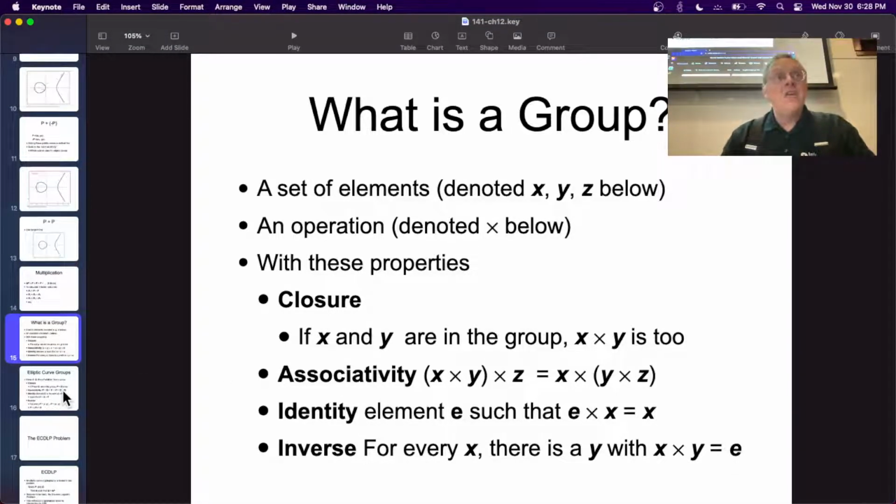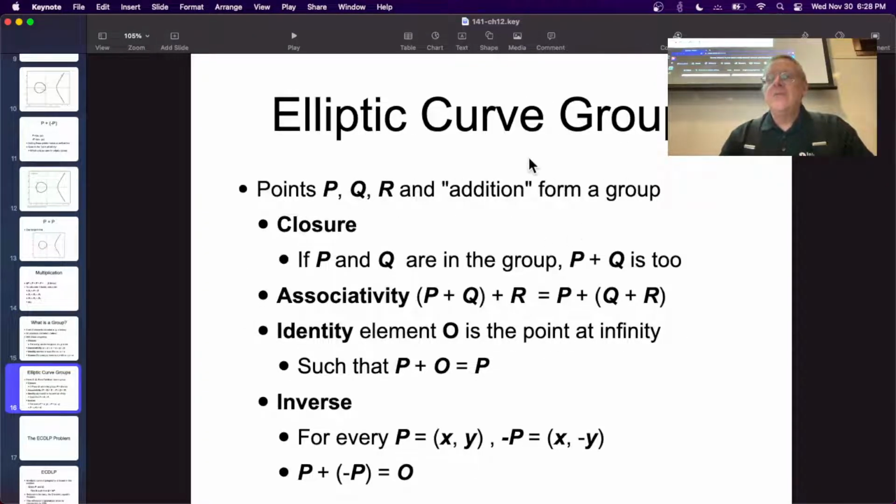We just didn't have the addition on the same group, so we were using a group there and not a field. So in the elliptic curve group, you'll have some points, P, Q, and R, and addition forms a group. If P and Q are in the group, P plus Q is too. This is the same thing we did with multiplication before. The addition follows all the same properties. There's an identity element, 0, so if you add the point at 0, you get back the original point. And there's an inverse, which you get by changing the y to a negative y. That's what you call minus P. And if you add P and minus P, you get the point at 0.